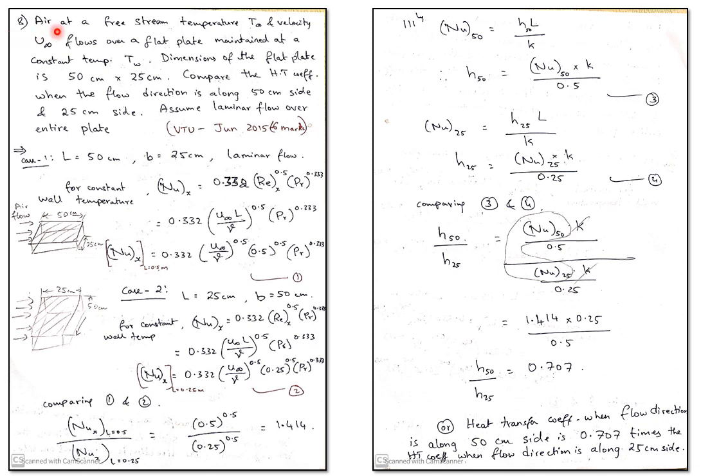So this is the second problem. Air at a free stream temperature T infinity and velocity U infinity flows over a flat plate maintained at a constant temperature Tw. Dimensions of the flat plate are 50 by 25. Compare the heat transfer coefficient when the flow direction is along the 50 centimeter side and the 25 centimeter side. Assume laminar flow over the entire plate. Same question in terms of the plate which has been given. Similarly, you need to consider fluid flow parallel to 50 centimeter and fluid flow parallel to 25 centimeter. You can directly assume it as laminar flow.